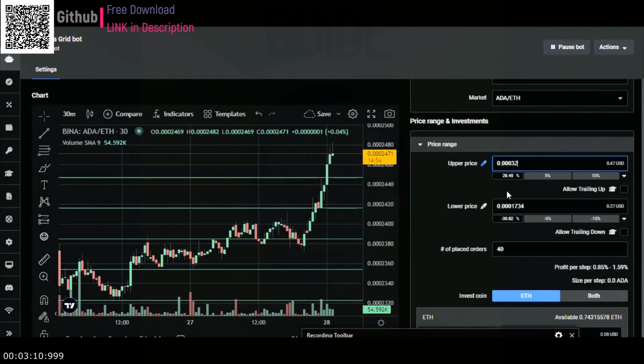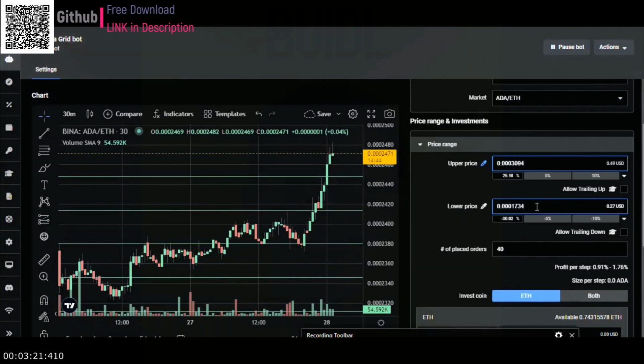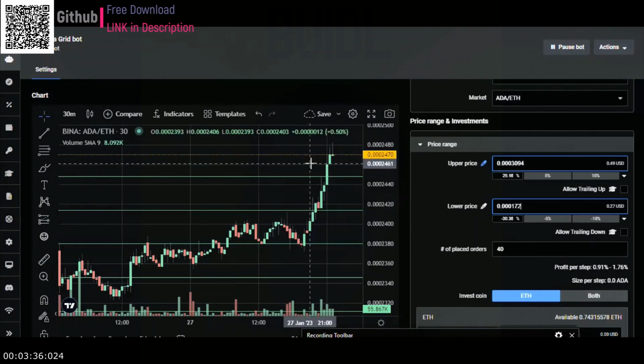So I want to cover around 25%. So it would be okay, 0.00031. At the same time, I want to cover 30% down from the present price. Right, so 0.00172. So I have defined two levels, upper price and lower price. The bot will work between those two levels.